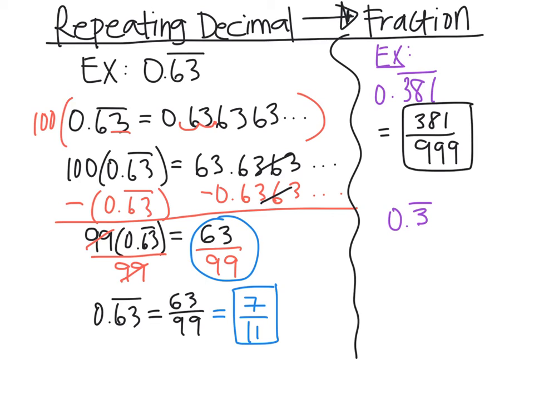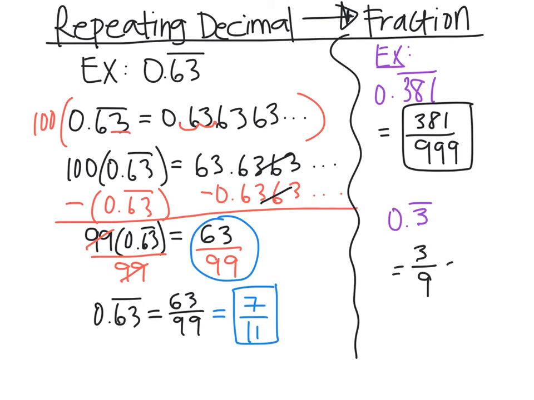And in the same way, one more example, 0.3 repeating. We look at the 3. It's in the tenths place. 10 minus 1 is 9. And we put 3 on top.